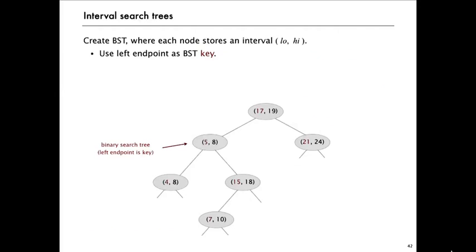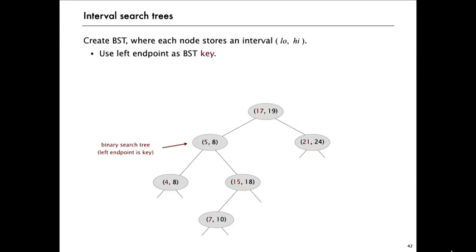So now we'll look at a data structure called an interval search tree that helps to solve this problem. It's an extremely simple algorithm, but surprisingly complicated to understand, so we'll go slowly. The first thing we're going to do is use the left endpoint of each interval as the binary search tree key. So our nodes store intervals, but we only use the left endpoint as the key.